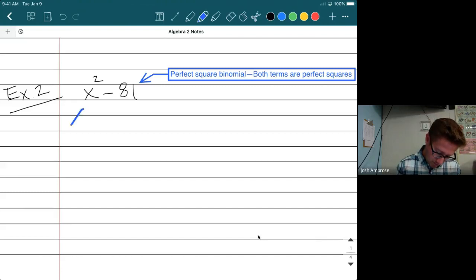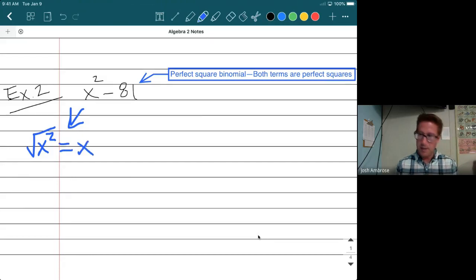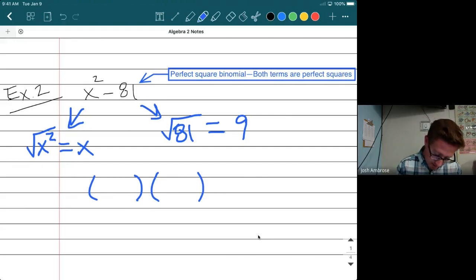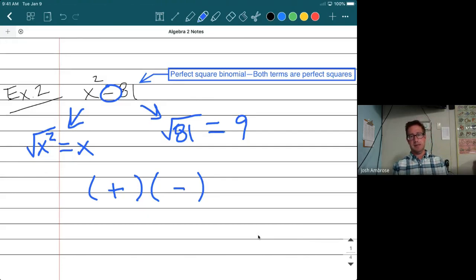So x squared, if we were to take the square root of x squared, what does that equal? X. And if we were to take the square root of 81, what does that equal? 9. So both work out perfectly, therefore fitting the parameters of being a perfect square binomial. Okay, it's going to need the double parentheses, just like normal factoring. You see that it has that negative sign, just like we talked about in the trinomial. So that means in here, we're going to have opposite signs.